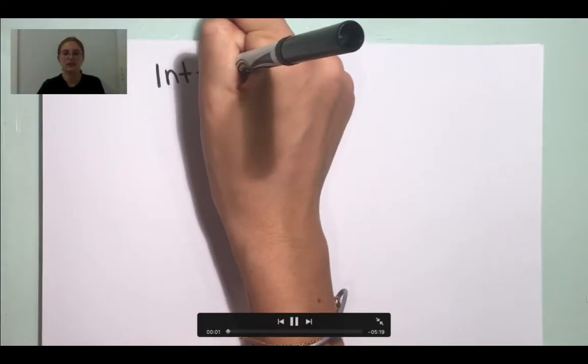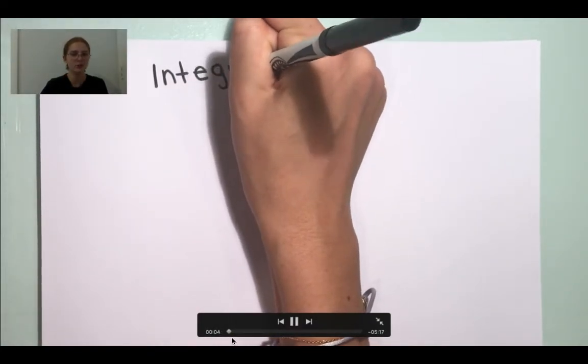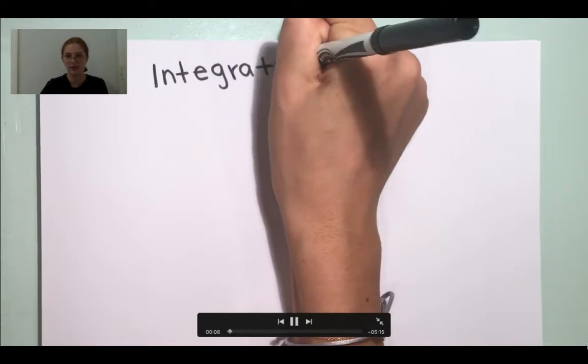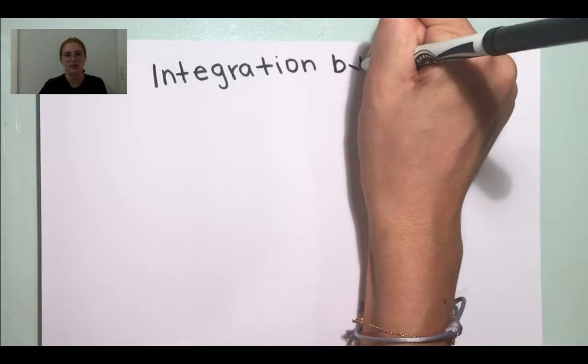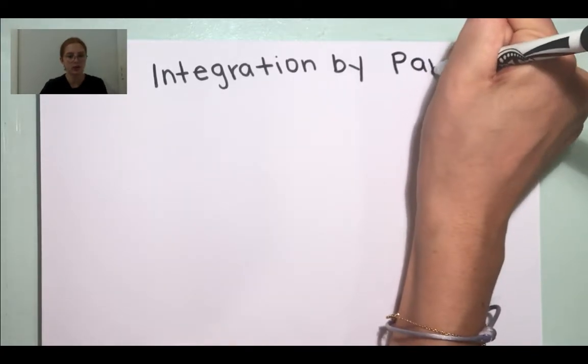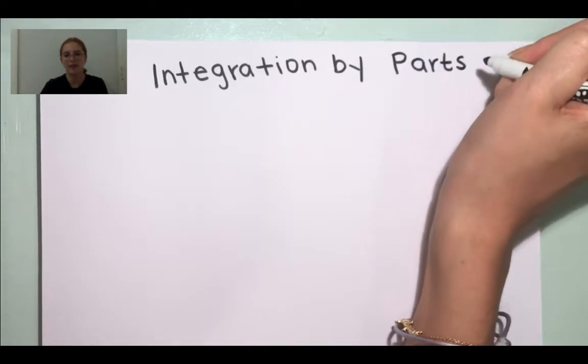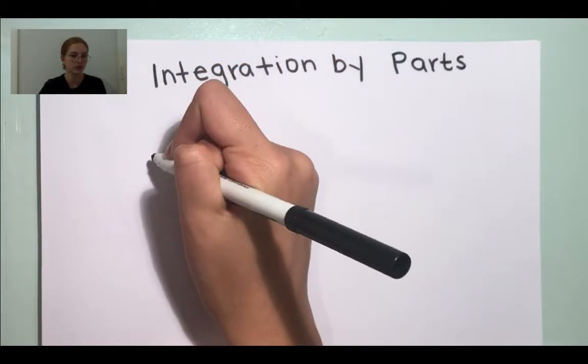A good technique of integration to know and have in your tool belt is integration by parts. You normally use integration by parts when you have an algebraic function and a transcendental function, such as e to the x or ln of x, or also when you have trigonometric functions.